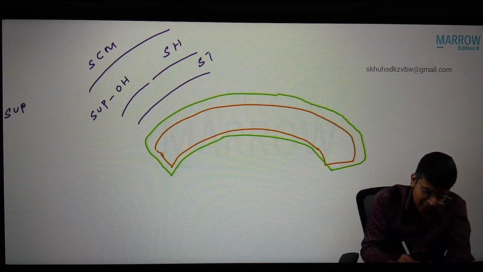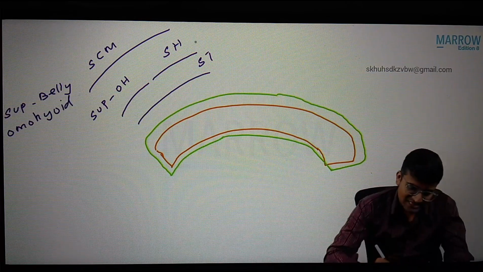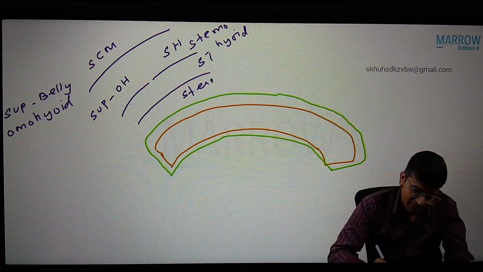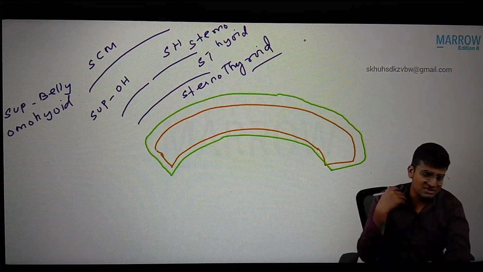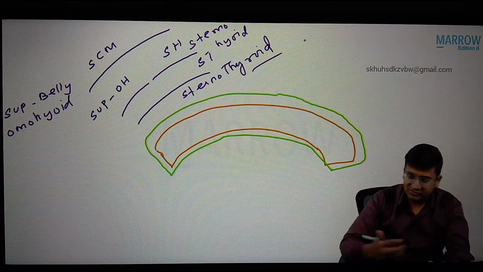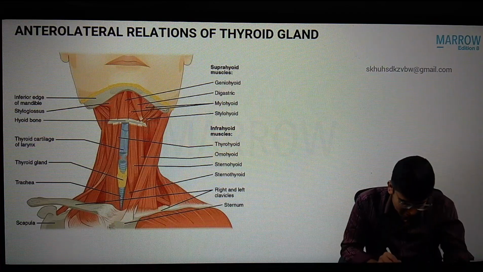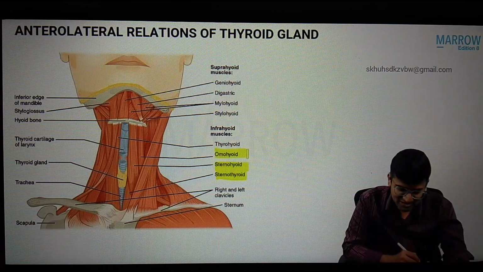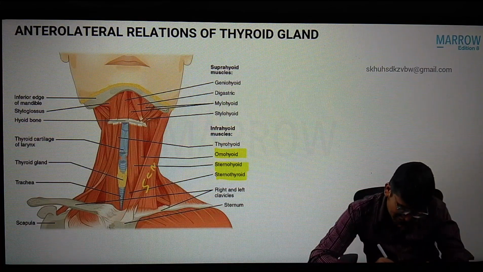SCM means sternocleidomastoid muscle. And this is the superior belly of the omohyoid muscle, the sternohyoid muscle, and the sternothyroid muscle. So these are the muscles present over the anterolateral surface of the thyroid gland. See the diagram. First we see the sternothyroid muscle, then the sternohyoid muscle, then the omohyoid muscle, and finally the sternocleidomastoid muscle.